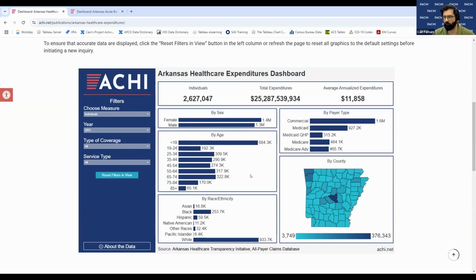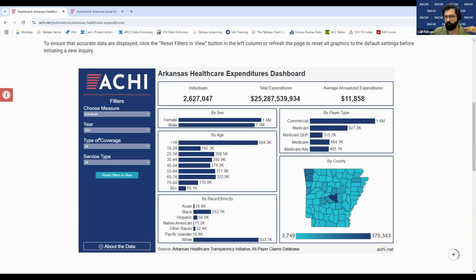You can see that one, just almost 700,000. Every other age group is pretty standardized to 10-year spans, so they're pretty consistent. Race and ethnicity, and then on the right-hand side, we have our payer type and county. Again, this is number of individuals, so you can see that Pulaski County and Northwest Arkansas kind of stick out here as far as total population of those counties.